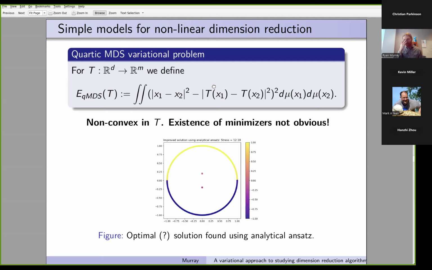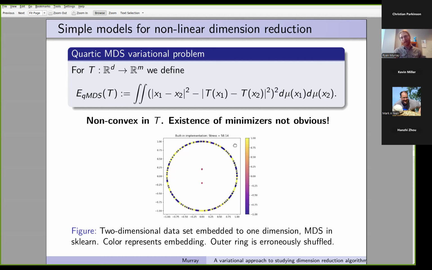However, I will point out that if you think things through carefully, you can find a nice analytic ansatz, which gives much lower energy. It gives energy which in this case is like 4 times better. But this is still a local minimizer, and it's what scikit-learn will find. Okay.